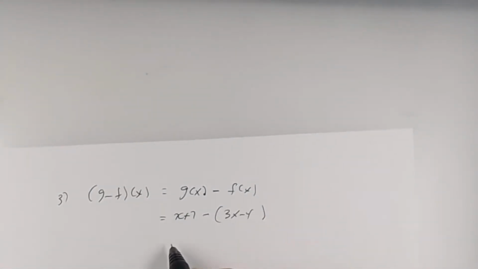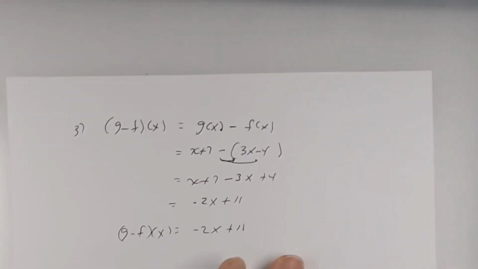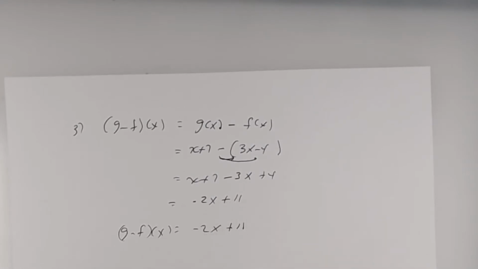One more step when you're done. What's the next step? Distribute. So I get x plus 7. What else? Minus 3x. And then plus 4. Combine like terms. Negative 2x plus 11. So g minus f at x equals negative 2x minus 11. I'm sorry, plus 11, excuse me. No, you're right. I'm sorry. I misread this. Plus 11.